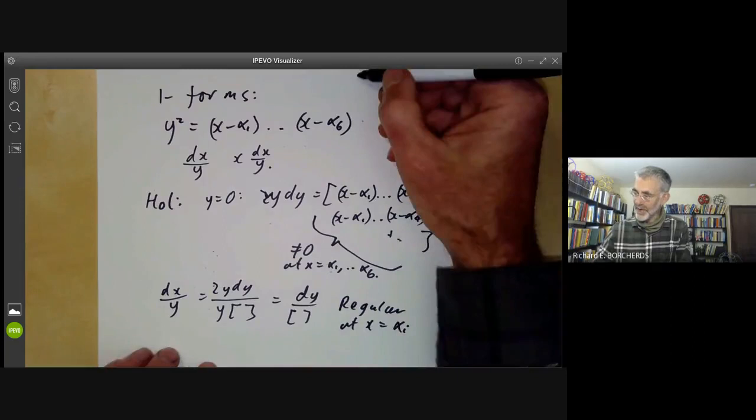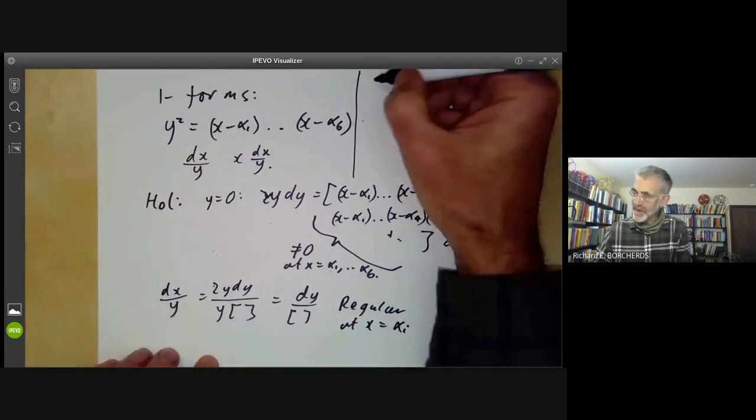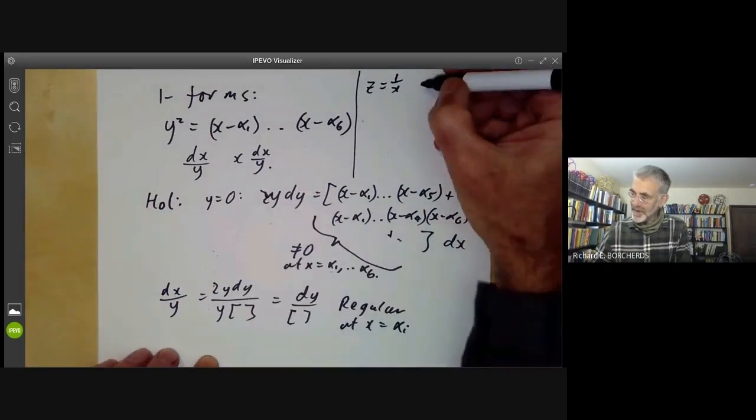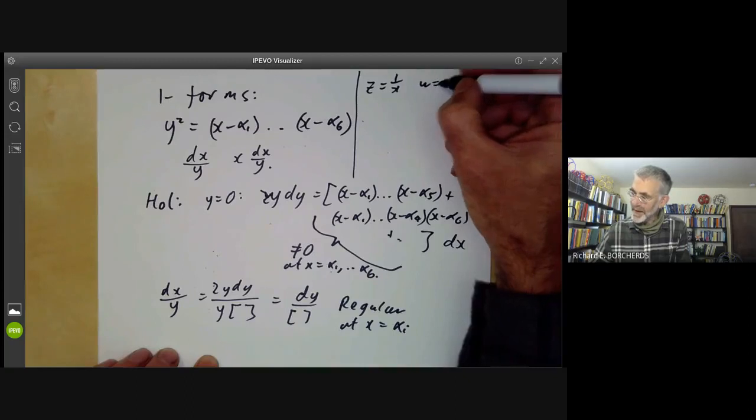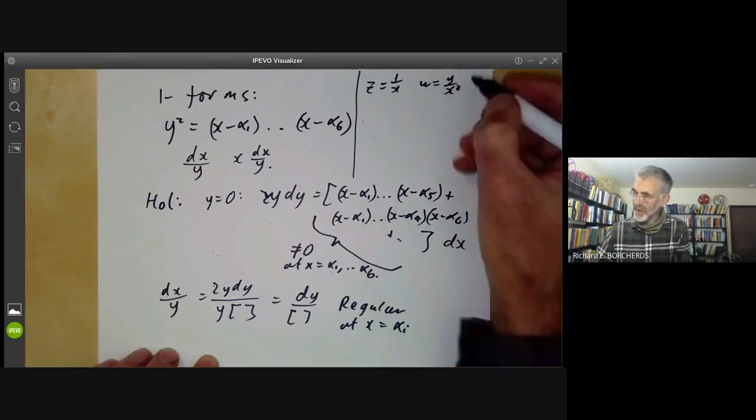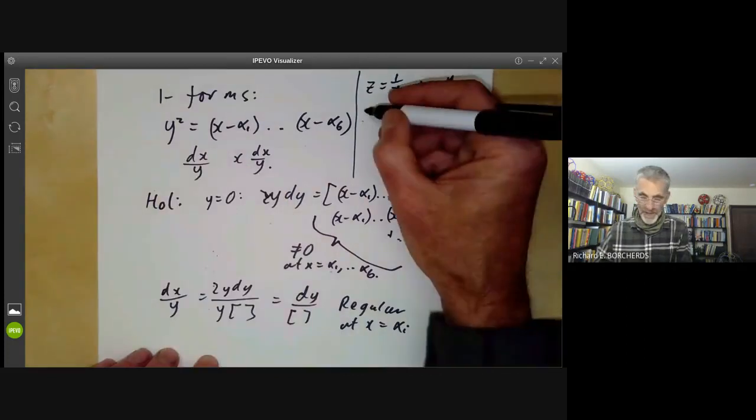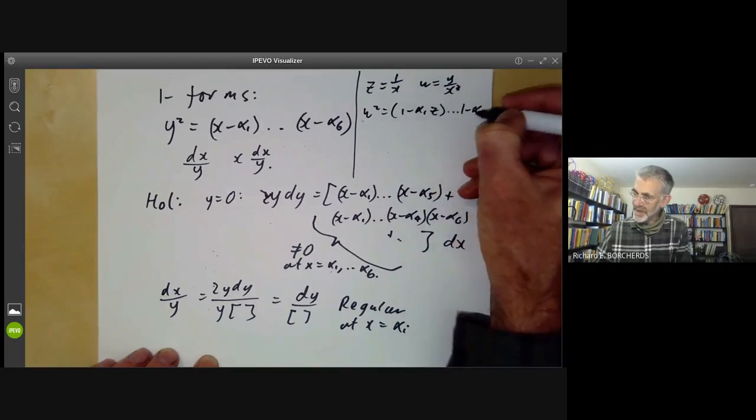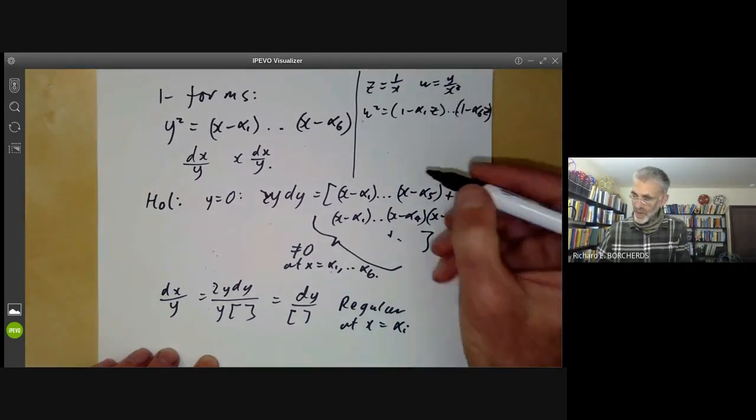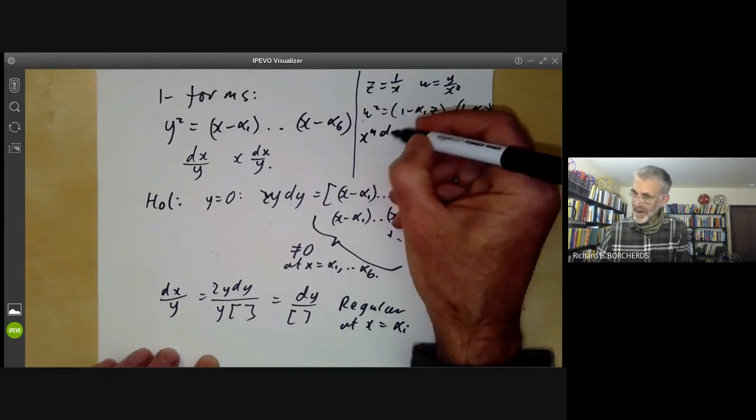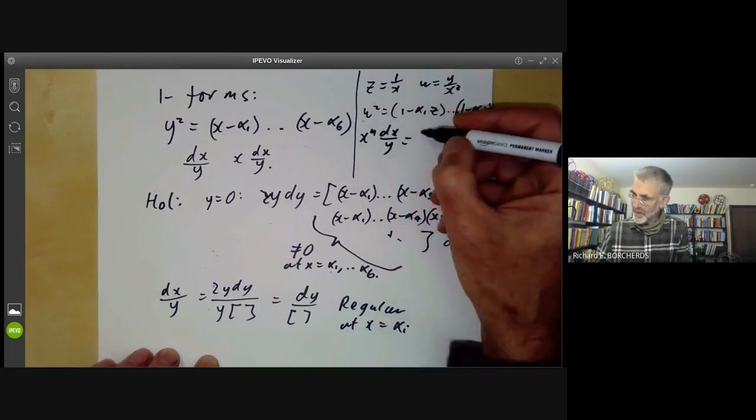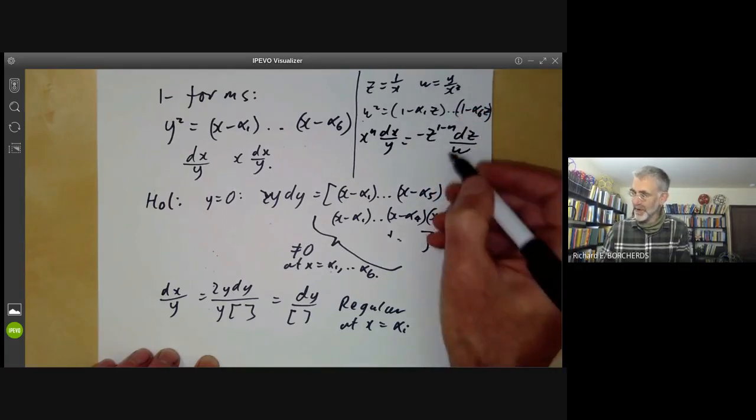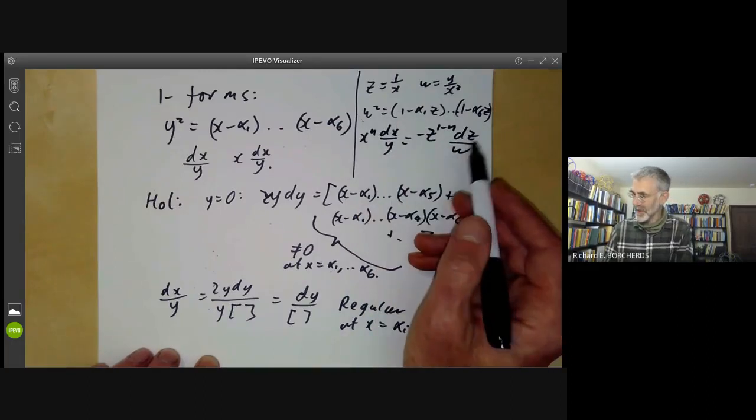We should also check what happens at x equals infinity. So let's put z equals 1 over x. And when x tends to infinity, the term y over x cubed tends to a finite value. So let's put w equals y over x cubed. And this equation then becomes w squared equals 1 minus alpha 1 z up to 1 minus alpha 6 z. And we find that x to the n dx over y is equal to minus z to the 1 minus n dz over w. Well, w is quite harmless because it's finite non-zero at z equals 0.